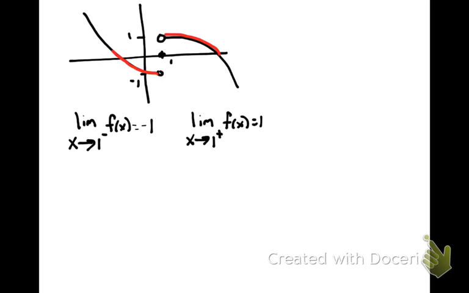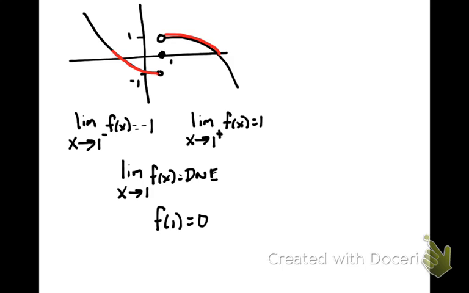This means that the function does not have a limit, or the limit does not exist at 1, because the left-hand limit and the right-hand limit are different. But we can see in the graph that f of 1 is 0. And again, to emphasize, the limit of a function and a function's value do not have to be the same, and the limit at a particular point exists only if the left-hand limit and the right-hand limit are the same.